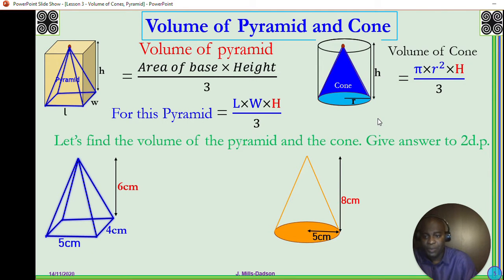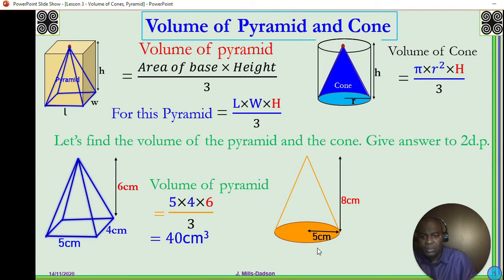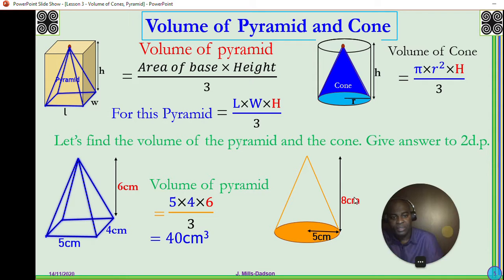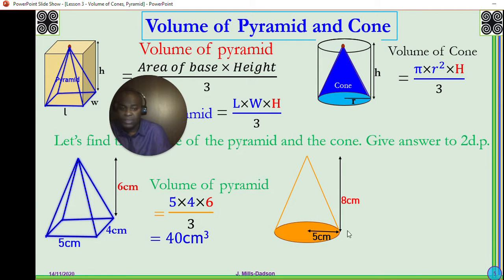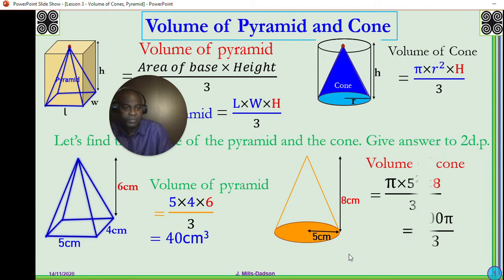So an example: area of base times the height, then we divide by 3, that will give us 40 cm cubed. 5 times 4 is the base, times the height 6, divided by 3. Same for the cone: area of the base is pi r squared, then times it by 8. Pi 5 squared times 8 divided by 3. When you work it out, it gives you 209.44 cm cubed to 2 decimal places.